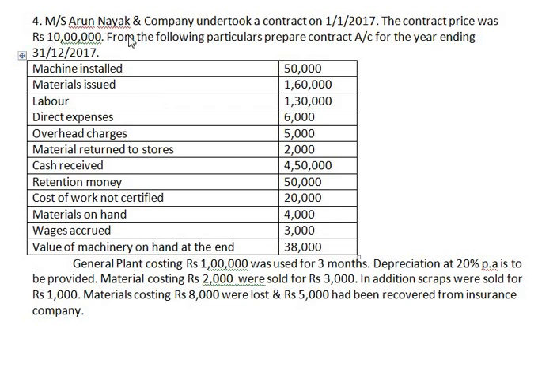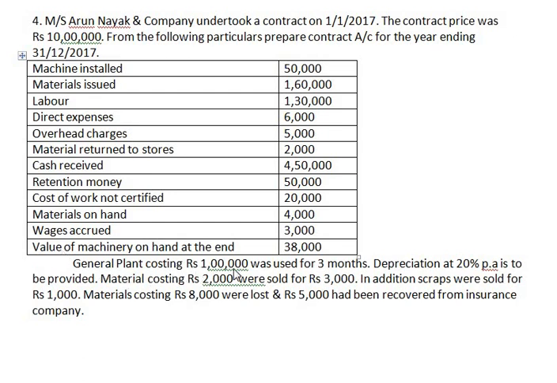Messrs. Arun Naik and Company undertook a contract on 1st January 2017. The contract price was rupees 10 lakhs. From the following particulars, prepare the contract account for the year ending 31st December 2017. Some information is given: machine installed, materials issued, labor, direct expenses, overhead charges, material returned to stores, cash received, retention money, cost of work not certified, then materials on hand, wages accrued, then value of machinery on hand at the end.